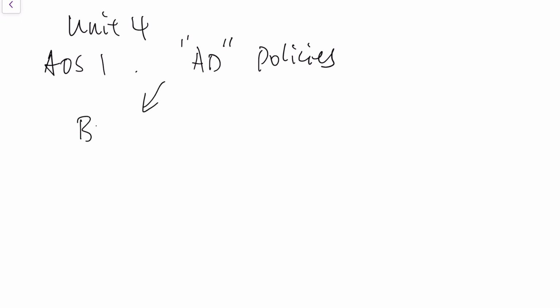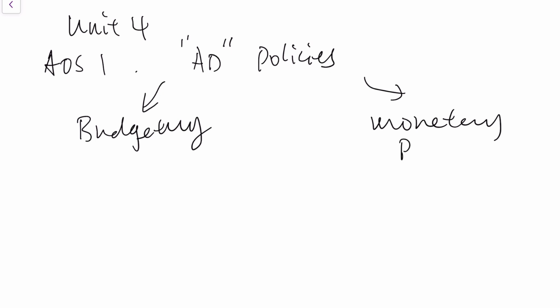So there is actually a lot to cover in VCE Economics. So it's broken down into 2 parts. So the first one is AD policies, aggregate demand policies. So this is further separated into 2 parts: budgetary policy, monetary policy.